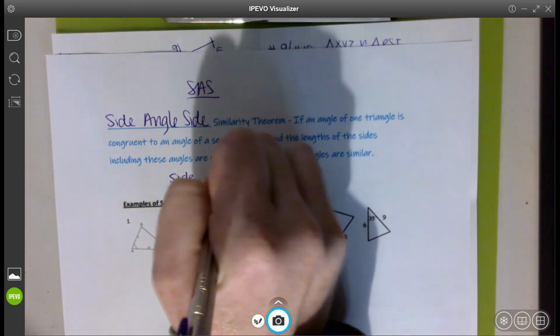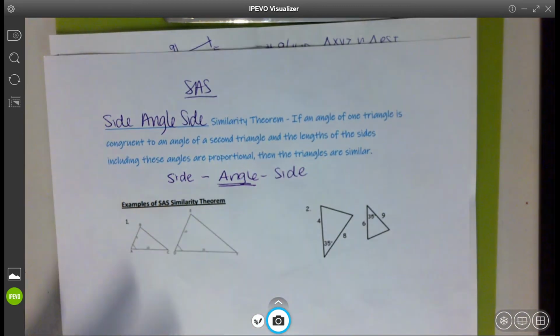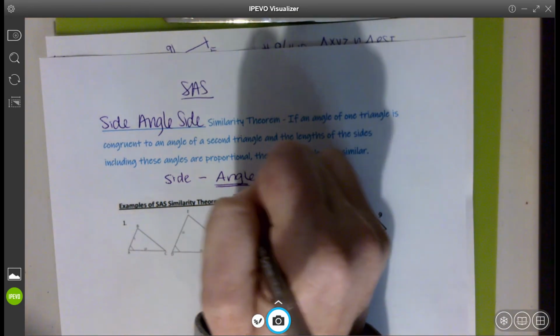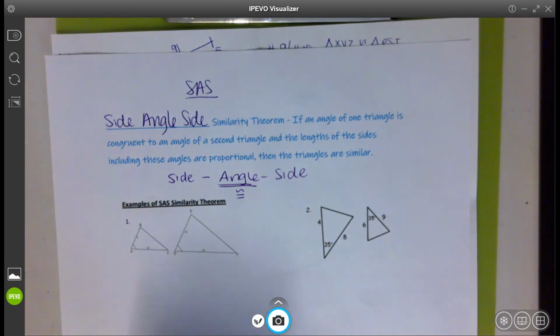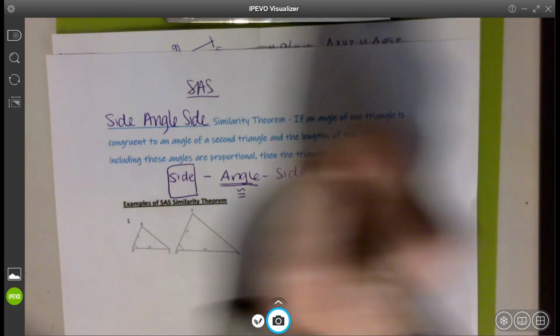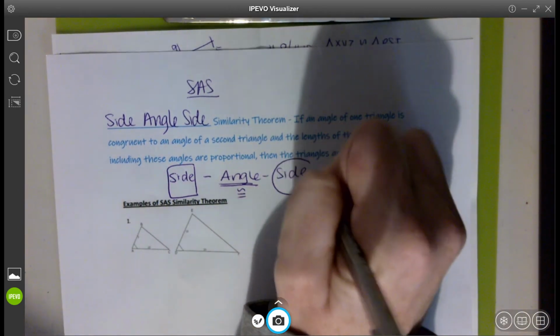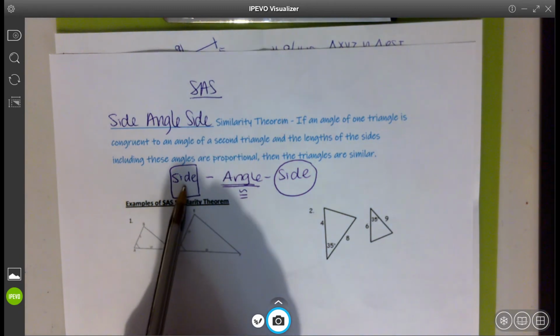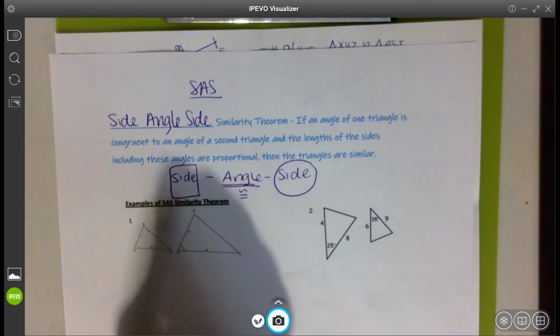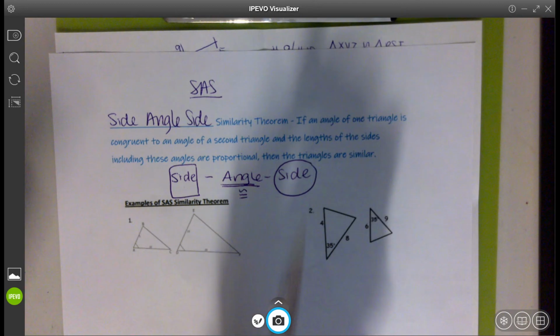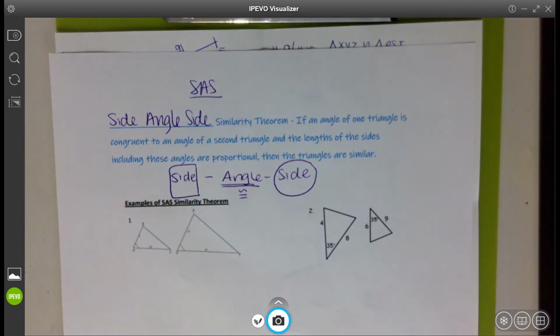Now, the angle in both triangles need to be what? They need to be congruent. The sides from one triangle to the next, these have to be proportional to each other, and these have to be proportional as well. So we're going to see what that looks like. All right, so let's look at the first example.